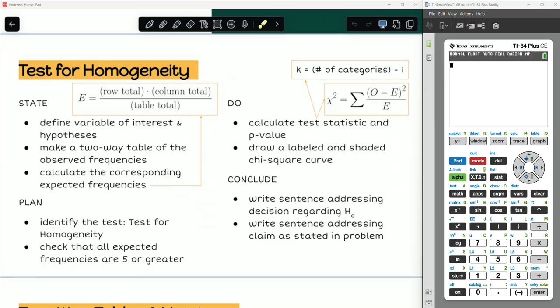And we're back down to a single categorical variable, and so k is typically number of categories minus 1, though if you forget and you do number of rows minus 1 times number of columns minus 1, you should get the same answer, because we're only comparing two populations, and 2 minus 1 is 1. That won't affect your answer.